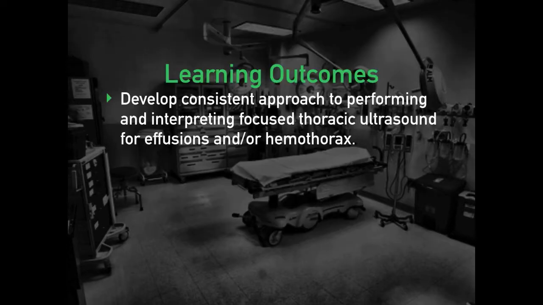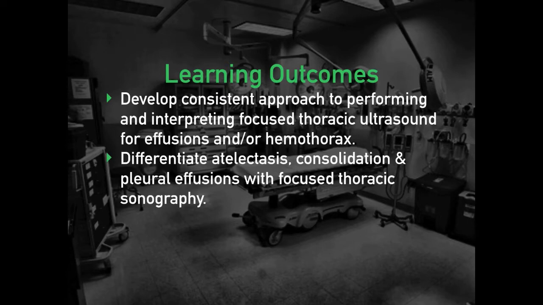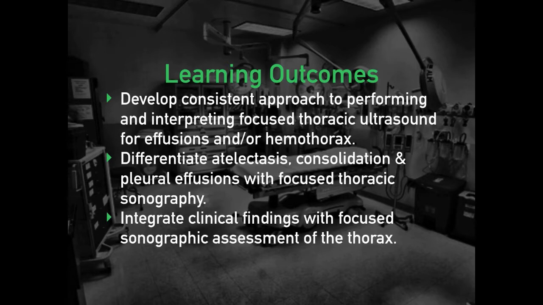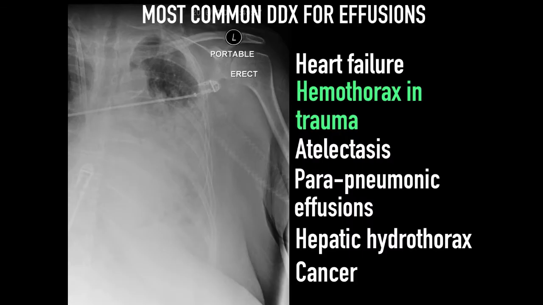For our learning outcomes, we will develop a consistent approach to performing and interpreting focused thoracic ultrasound. We'll touch on differentiating from atelectasis and consolidation, and integrate those clinical findings with our assessment. Although we'll be focusing on hemothorax and trauma, it's important to acknowledge that ultrasound is good at detecting all kinds of effusions, whether from heart failure, atelectasis, pneumonia, hepatic hydrothorax, or cancer. So these are all an important part of the differential and indeed are an important part of the patient's clinical history.